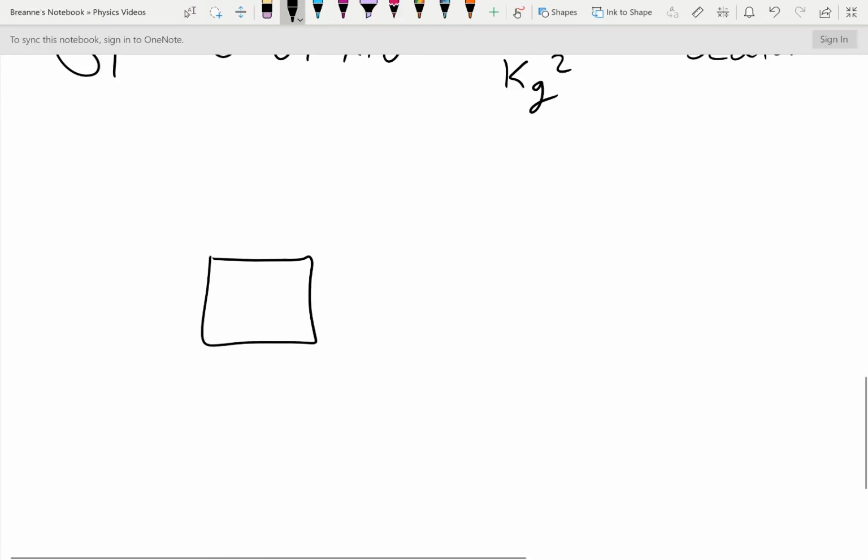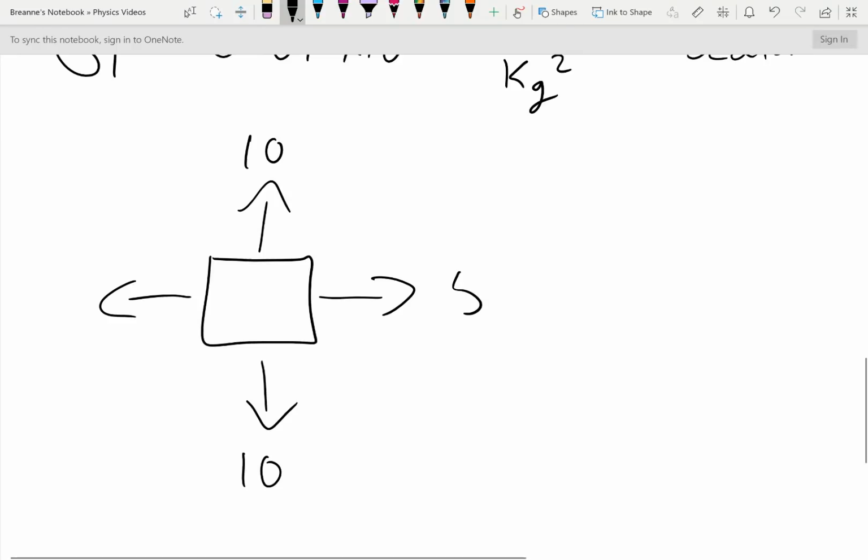So we're going to draw our object. We have a force going to the right, force going to the left, force going up, force going down. So the force going up is 10, the force going down has to be 10. The force going to the right is 5, the force going to the left has to be 5. So your forces are balanced. If you notice, you have 10 going up and down and 5 going left and right.